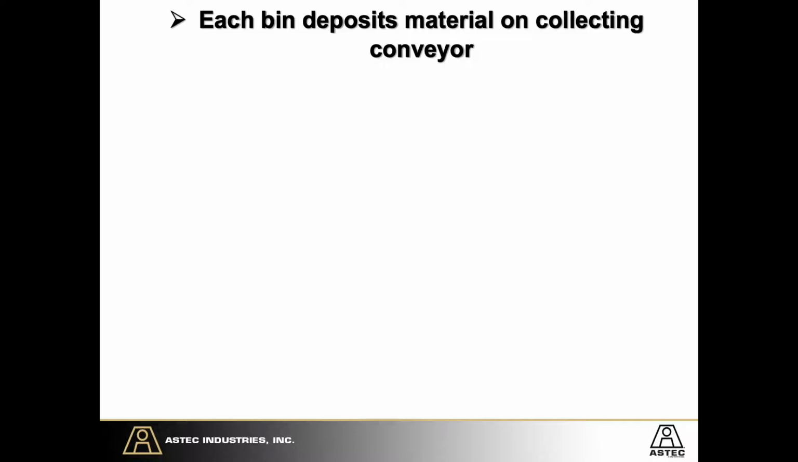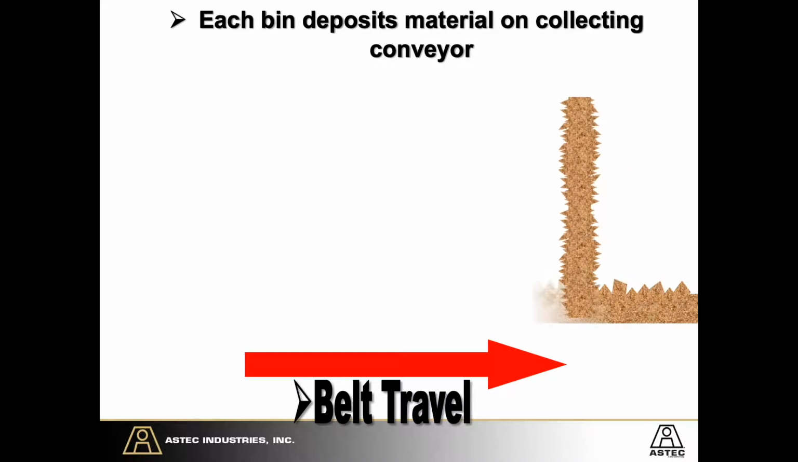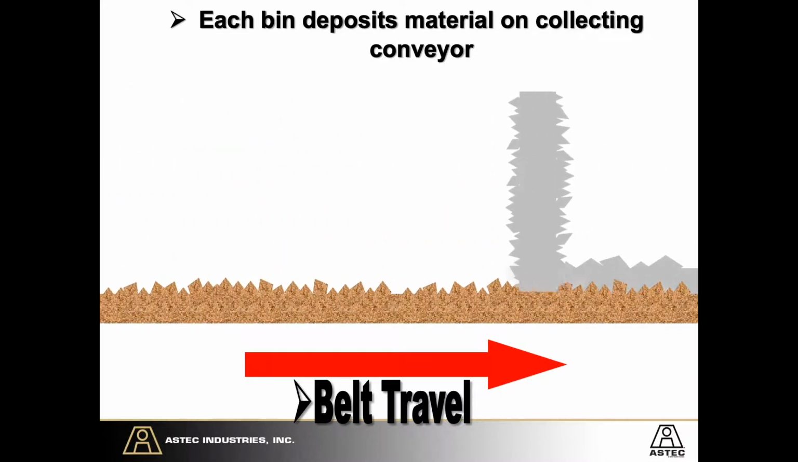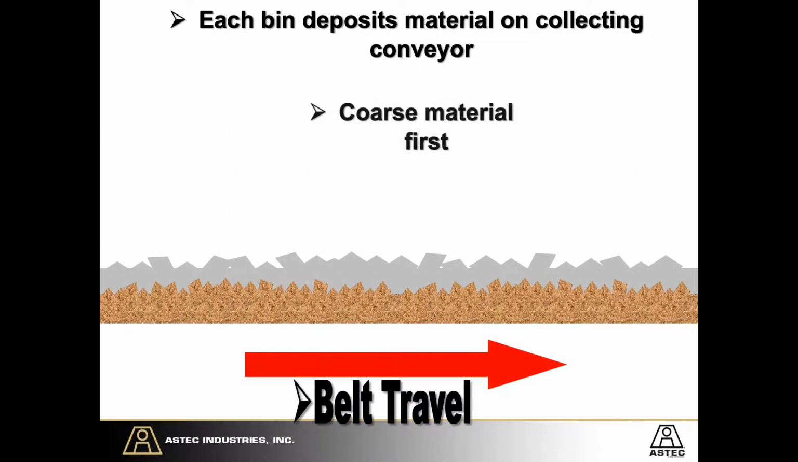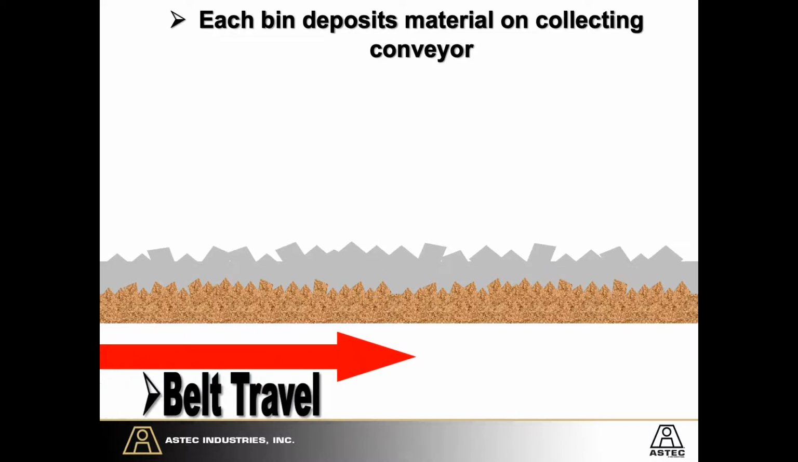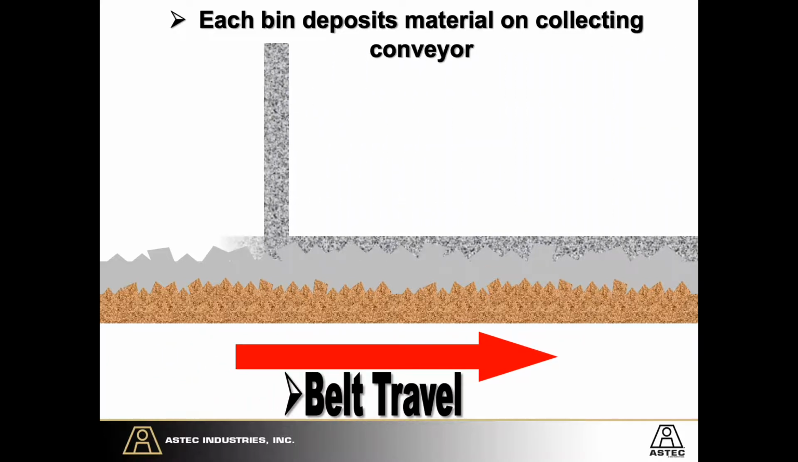Each bin deposits the material on the collecting conveyor, and here's the belt travel that you see. Here's your coarse and the other layers of material as we move forward. See the coarse material first. Continue the belt travel.